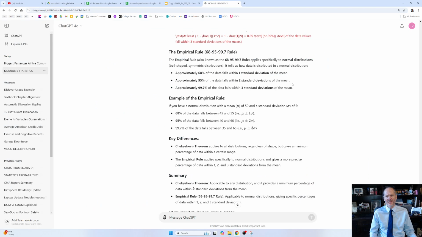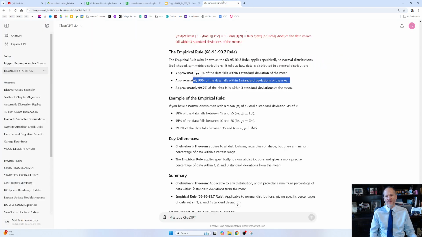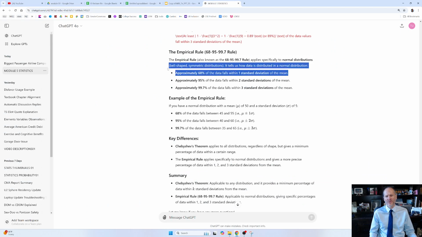But if we narrow that down, 95% of the time will be within 2 standard deviations. And so that will be like 2 times this, about 2 plus 1.5. That will take us to like 4. So 95% of the time we're going to sell between 0 and 4 cars if this is a normal distribution.